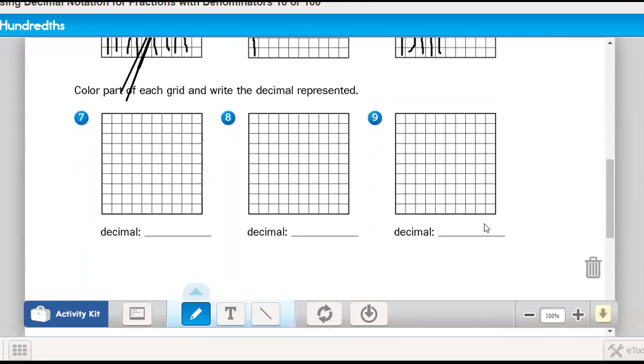Okay, so now this next part is your choice, numbers 7, 8, 9. So you color it in and then you show me and write the decimal. If you can, please take a photo of this page, page 91, and email it to me using Schoology or your parents' email. Okay, and if not, we can just look at your books when you get back as well.